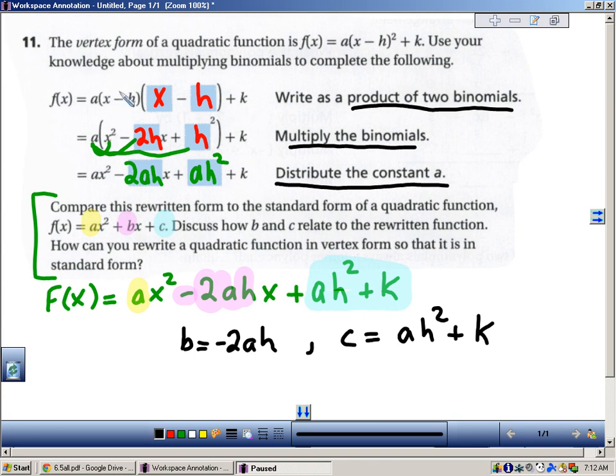So here are your steps. You have your vertex form, which will be up here. You expand it. It's a product of two binomials. Expand the power. Use the FOIL method to multiply the binomials or distribute. That'll be step 3. And distribute the constant A. And this becomes the quadratic function rewritten in standard form. Okay? And we now know that the value of A in this new form remains the same. The value of B is related by this expression, negative 2AH, and the value of C is related by this expression, AH squared plus K.